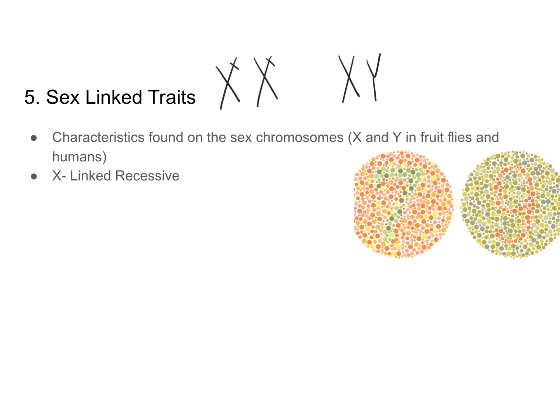Now for the males, because they only inherit one copy of the X, if they get the affected X, then they are going to be affected. And so an example of this is red-green color blindness.